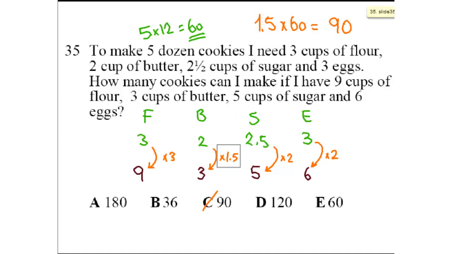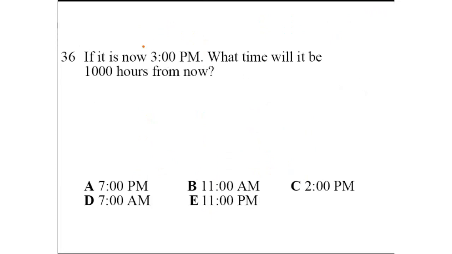Number 36. If it is now 3 p.m., what time will it be 1,000 hours from now? Okay. First of all, 1,000 is a very big number, so that's many days. So the first thing I do is divide 1,000 hours by 24 hours to get how many days.